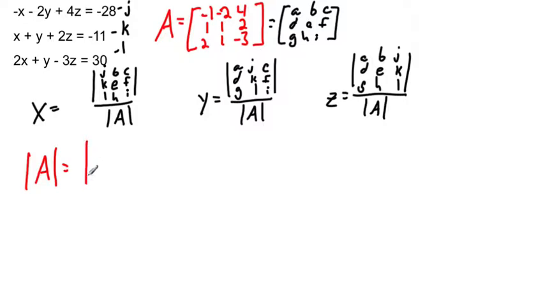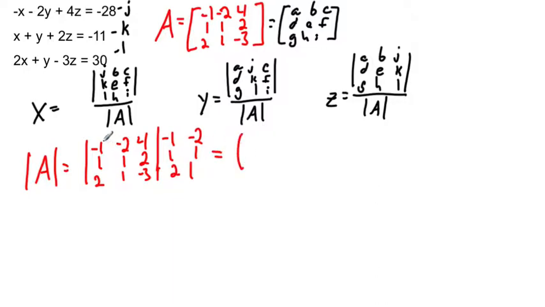I can find the determinant of A. So I write out my matrix. Now I'm ready to solve. When I solve for the determinant, remember to replicate my very first two columns. And what I'm going to do is multiply starting from the upper left to the bottom right. So -1 times 1 times -3 is +3. I add that to the product of -2 times 2 times 2, which is -8. And I add that to the product of 4 times 1 times 1, which is 4.